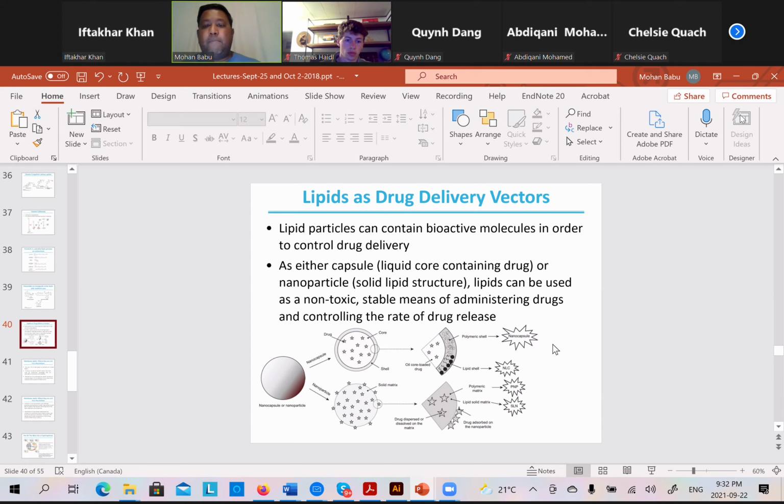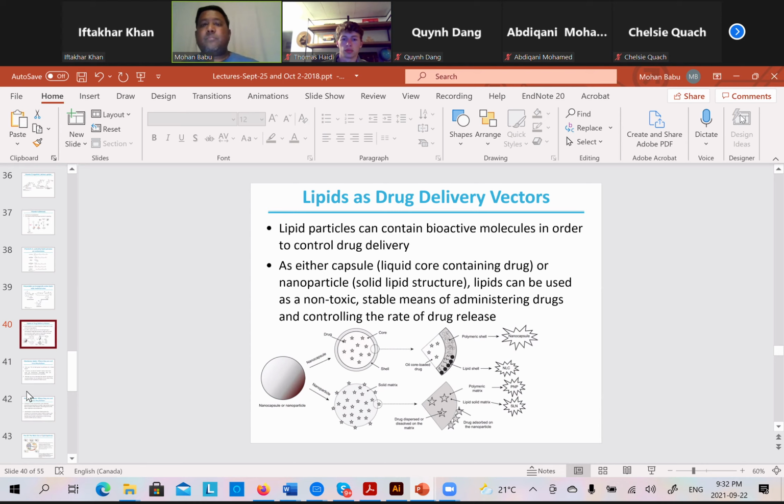Whereas in the case of a nanoparticle, they are useful as a solid matrix. These drugs are dispersed or dissolved in the matrix, and then the drugs are absorbed to the nanoparticle, and then it can be released, or it can be delivered. So these are two different ways you can actually deliver lipids: nanocapsule and nanoparticle. These are lipid-based drug deliveries.